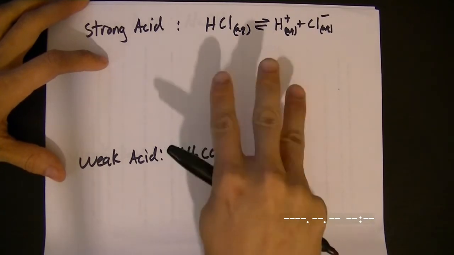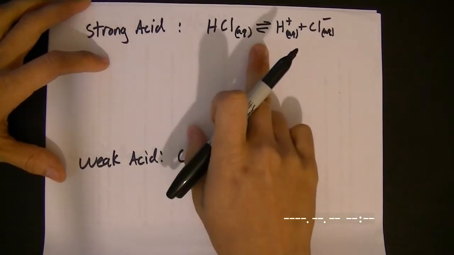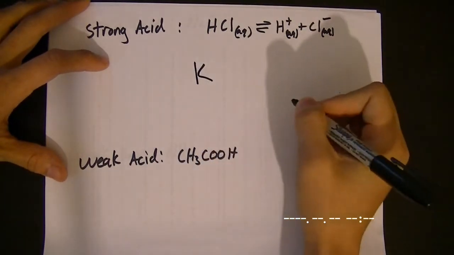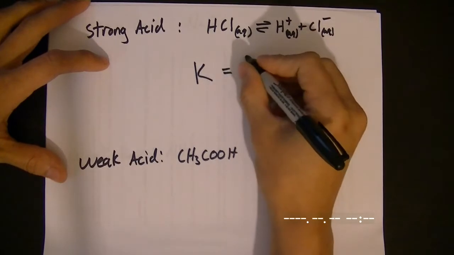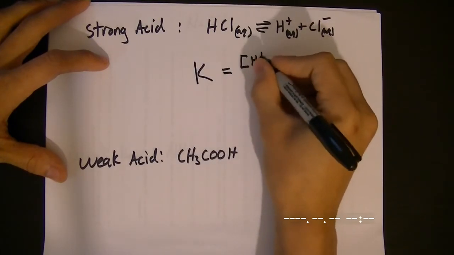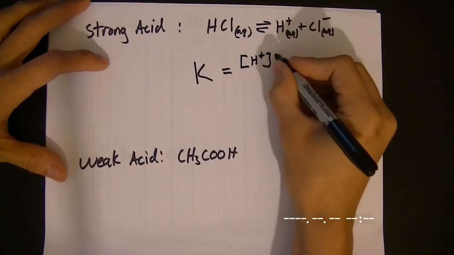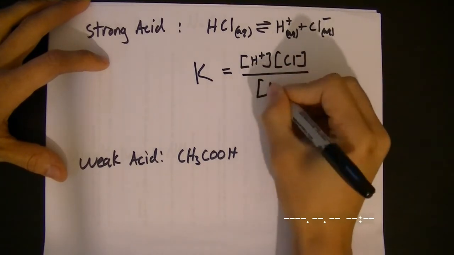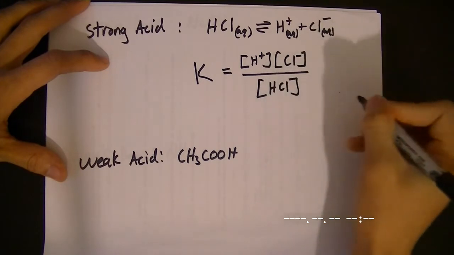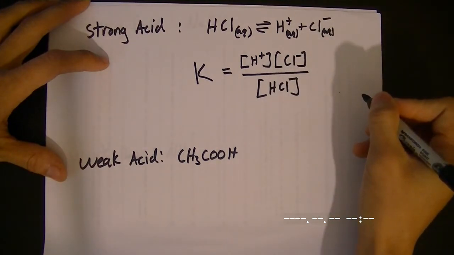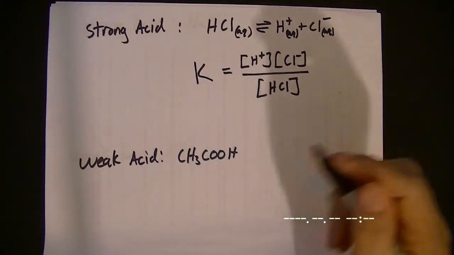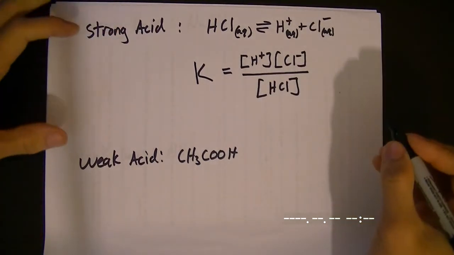And the third thing a lot of people are noticing is, hey, there's equilibrium. Oh my gosh. So if we had a K, then we would write the K expression to be the concentration of H+ times the concentration of Cl- over the concentration of HCl. Oh, no way. Since these are all aqueous, none of them are solids, and we don't have water, so we can write it this way.